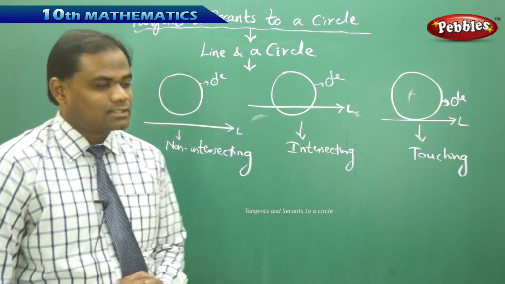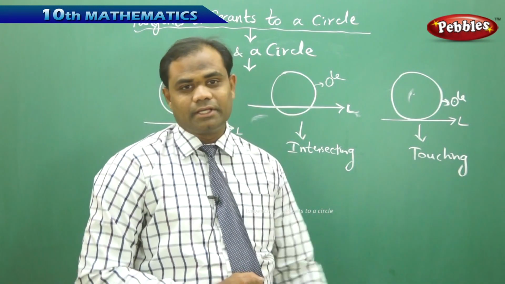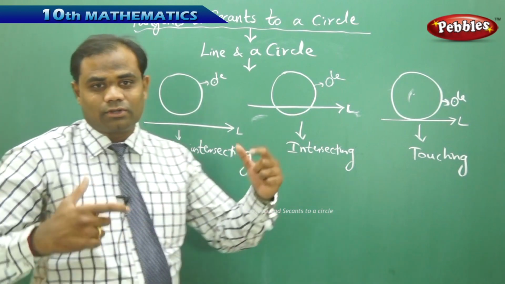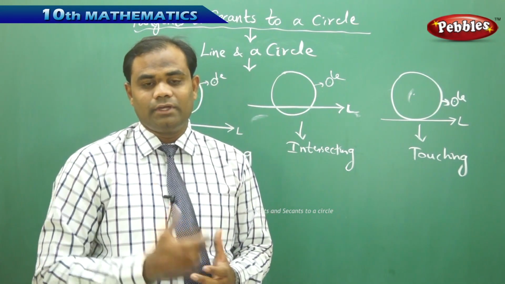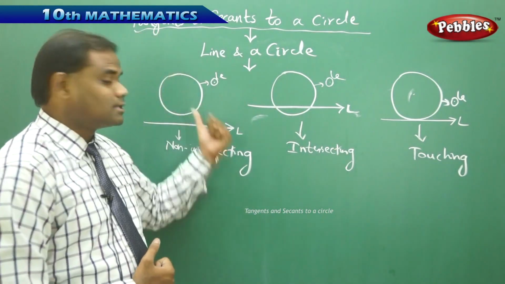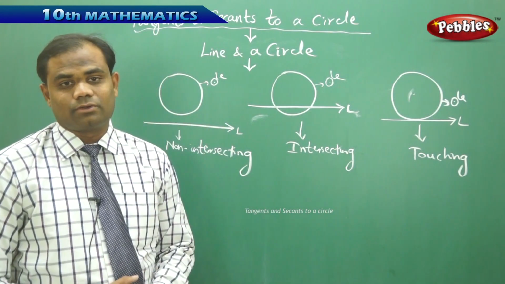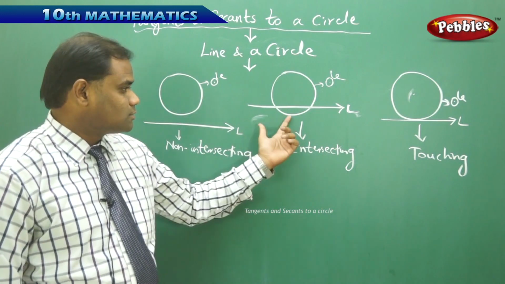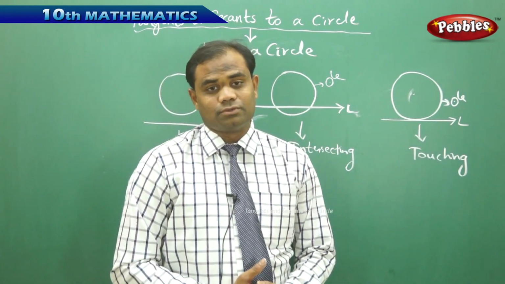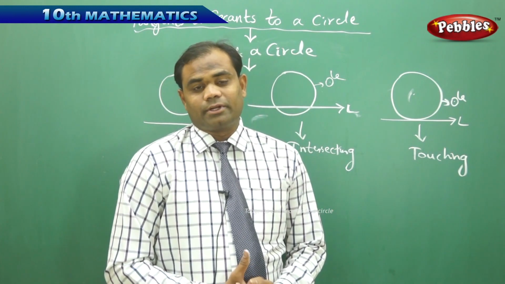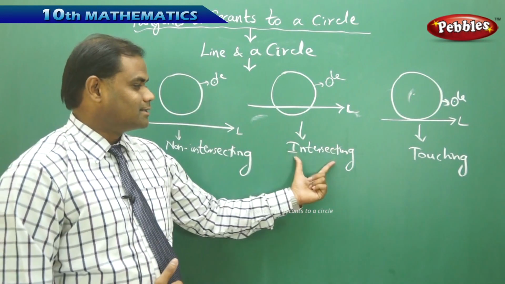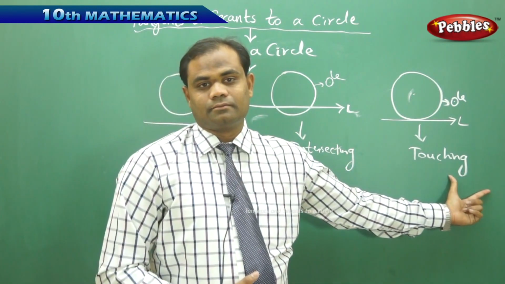In this case, these two are a very special case which we take into consideration, because when the line and the circle do not intersect, then mathematically we assume that the line and the circle have no relation because they do not intersect. In the case of this and this, we have many mathematical properties which we are going to study as geometrical understanding of the line and the circle, intersecting and touching.